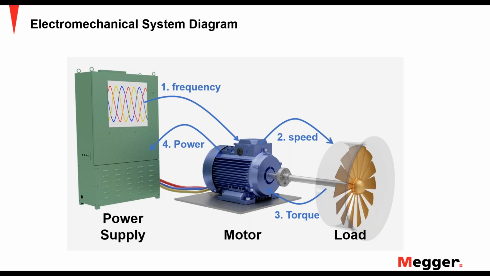So as it produces more torque, or the request for more torque comes in, the motor goes back to the power supply. The power supply gives it voltage. It draws the current then in order to produce that torque that is requested by the load. So these relationships between the power supply, the motor, and the load are what dynamic monitoring explores and gives us information about.